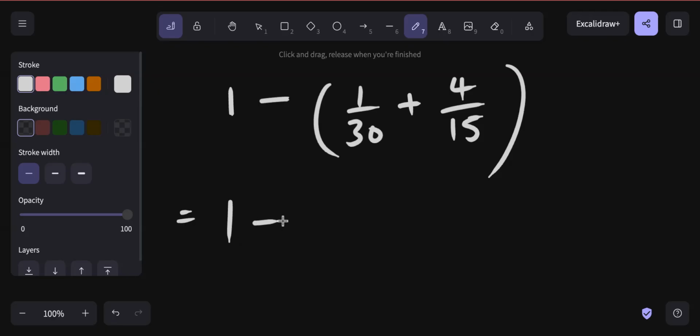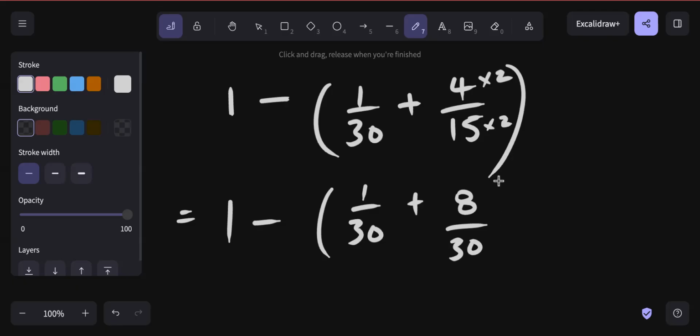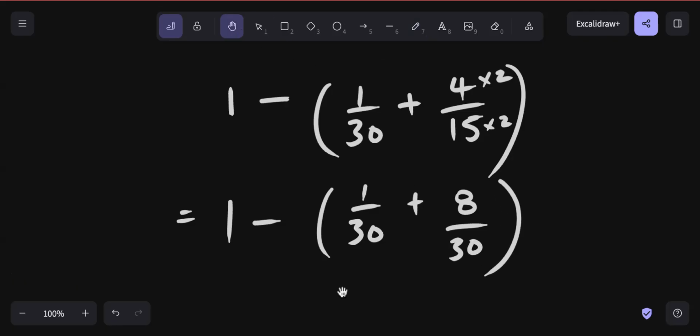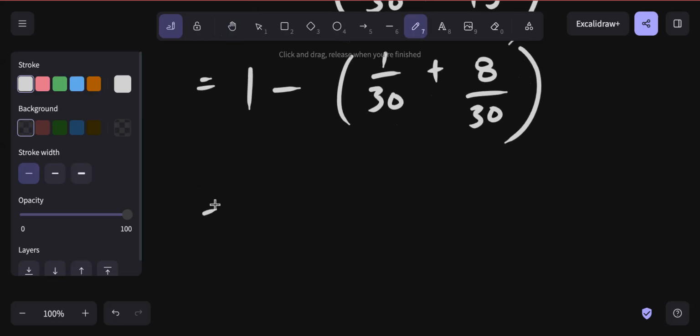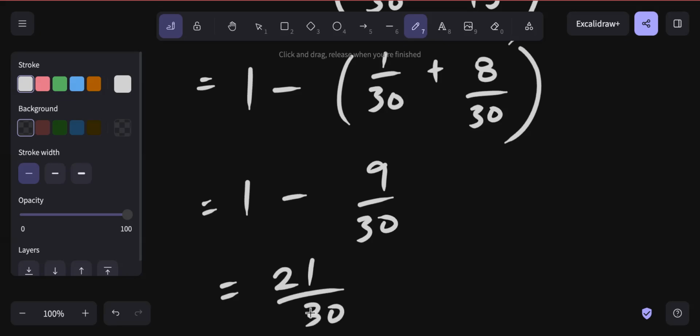So it's going to be 1 minus, I have to work out what's in the bracket here. We'll have the 1 over 30. Let's write this fraction as a fraction over 30 as well, using our equivalent fractions. We end up with 8 over 30. So we end up with 1 minus what looks like 9 over 30. And what's left here should be 21 over 30.